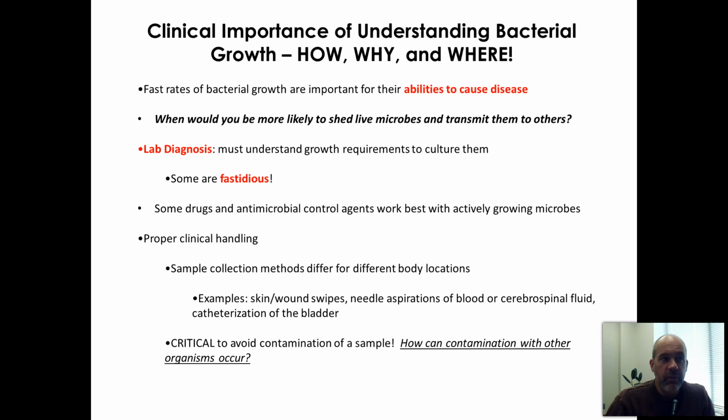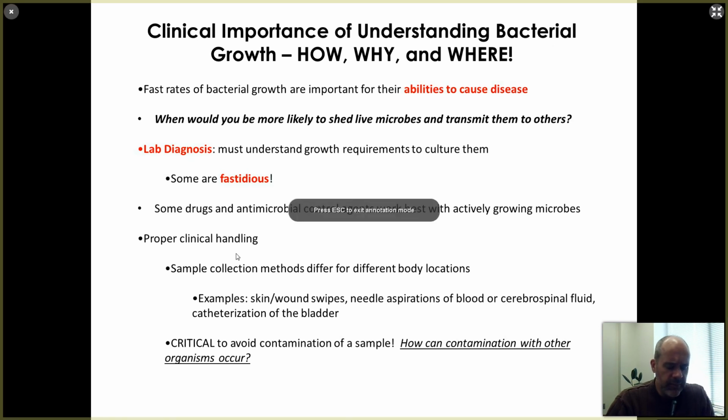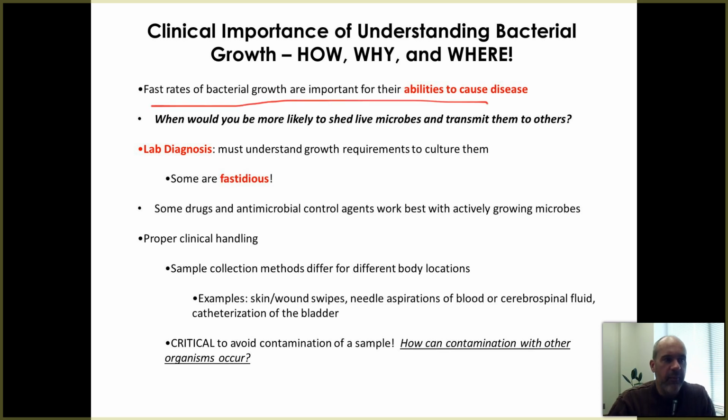All right, so just to review, clinical importance. Why is understanding how bacteria and other types of microbes grow important? When we study disease in more detail later in the semester, as I mentioned, microbes cannot make you sick unless they can grow and reproduce inside the body. So we need to understand the requirements, the environmental factors that are important for their growth. Where in the body can they survive? Where out in the environment can they survive? That's important for controlling microbes as well out in the environment.